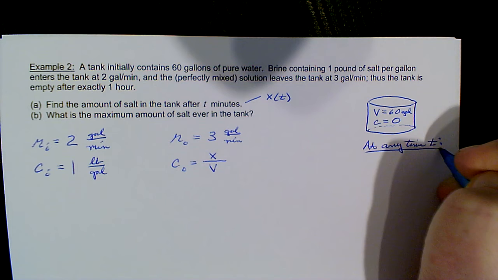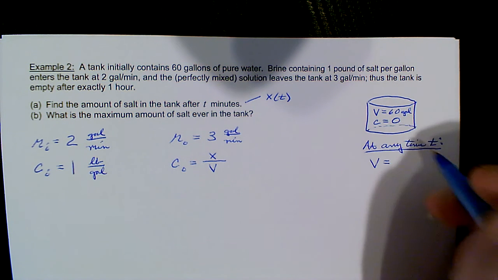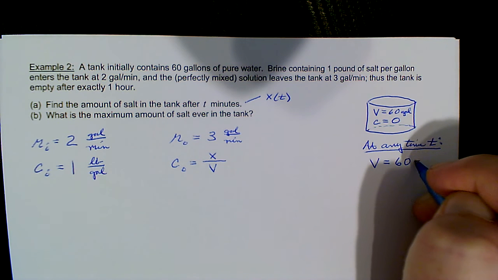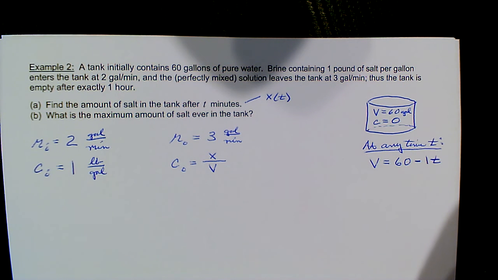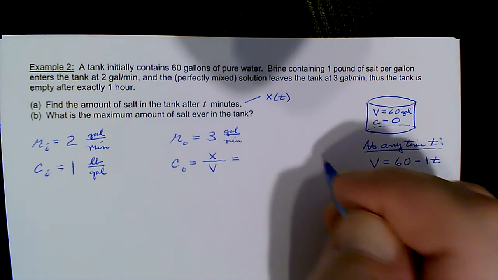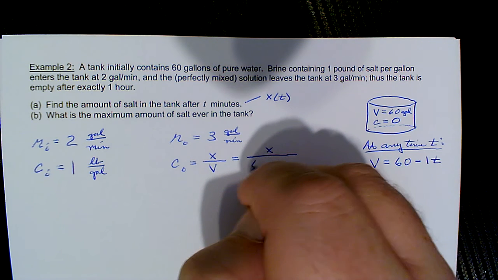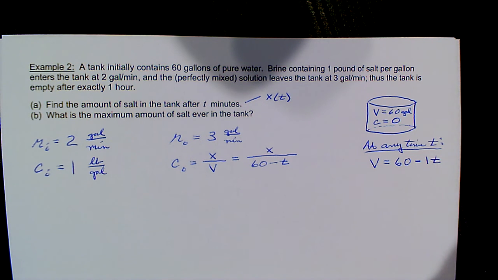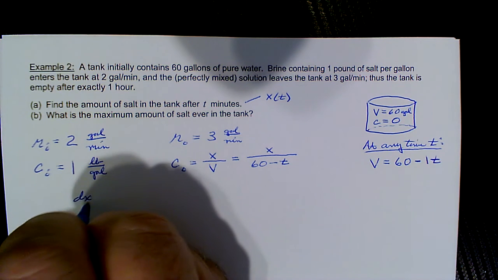the volume that's in the tank is, remember, it's losing 1 gallon per minute. So it starts at 60, but then any minute it loses 1 gallon. So 60 minus 1t, or just 60 minus t. So therefore, the concentration out will be x over 60 minus t. Okay, so that sets up the givens.